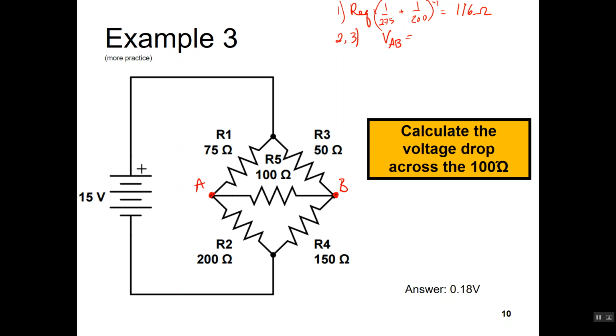Does someone find VAB? What'd you get? 0.34? Does anyone agree or disagree? 0.37? 0.35? I guess it might just be a rounding issue at this point. So I'll take the average, 0.35.